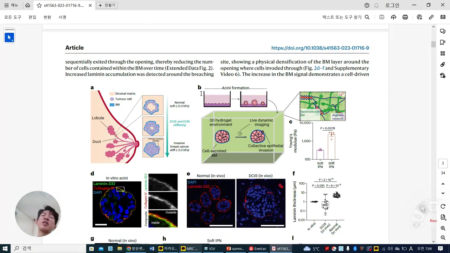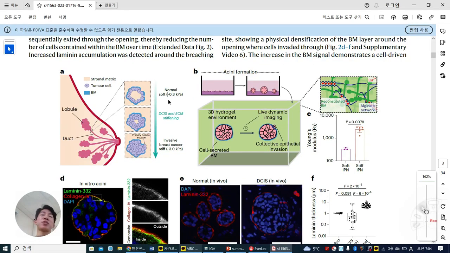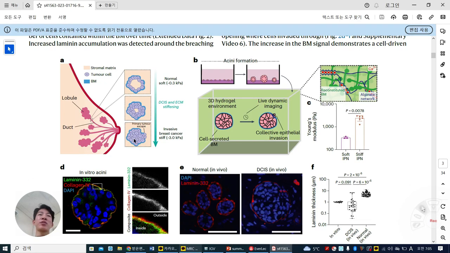Here, they try to model breast cancer. This is normal breast, which has a soft stiffness of around 0.3 kilopascal. And as I mentioned, this is the precancerous status, DCIS, ductal carcinoma in situ. They assume that when the normal breast cells start to behave like cancer cells, the ECM structure is stiffened. And then finally, when the cancer cells start to migrate to the other side, called invasive breast cancer, they feel high stiffness, around 3 kilopascal. But here, they didn't measure in vivo tissue. They just mentioned it like that.